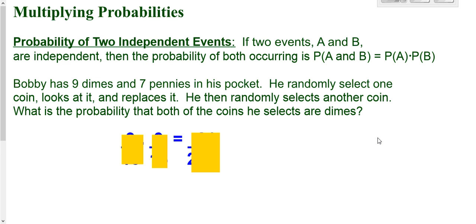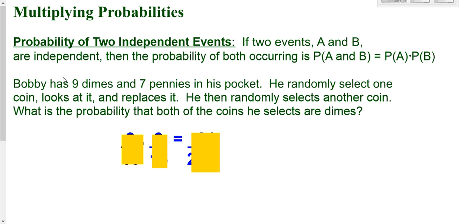We're now going to go ahead and take a look at multiplying probabilities. If you have two events occurring independently and you want them both to occur, basically you take the probability of the first one and multiply it by the probability of the second one.